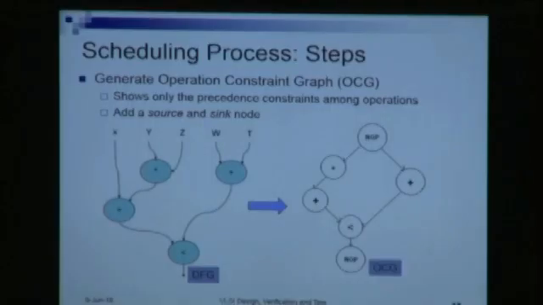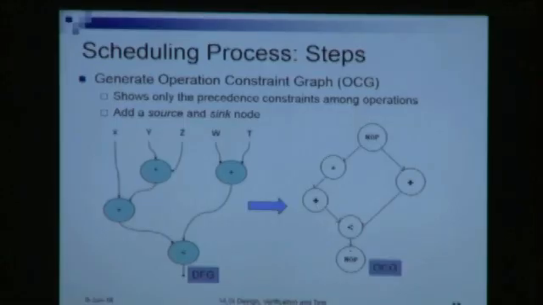So therefore, from this data flow graph, we can obtain an operation constraint graph like this. It is almost the same as the data flow graph, but it only shows the operation constraints, not the operator constraints. So it shows the precedence constraints among the operations. And then we add a source and sink. The data flow graph has a single start point and a single end point, so I can add a source and sink to it. These are obviously no-ops, and we get this operation constraint graph from the corresponding data flow graph.